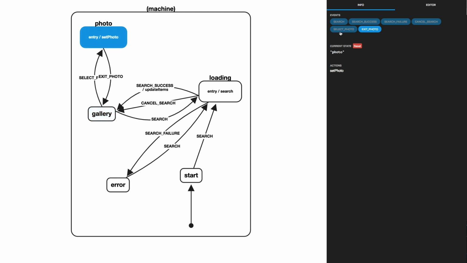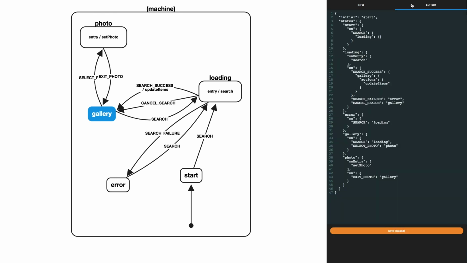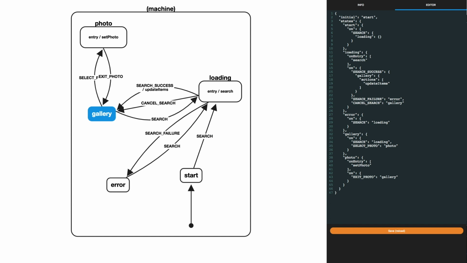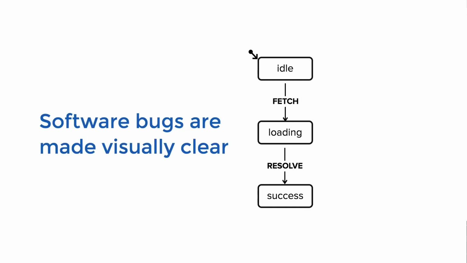You can see it in the original thing, but you could actually select a photo and the photo will grow and shrink and all of that. So this gives you a bird's eye view of how your entire application logic works. And this is possible because we're specifying it as an object instead of as a switch statement. So that's one of the biggest benefits of using that. Also, by doing this and by having this visualizer, software bugs are made visually clear.